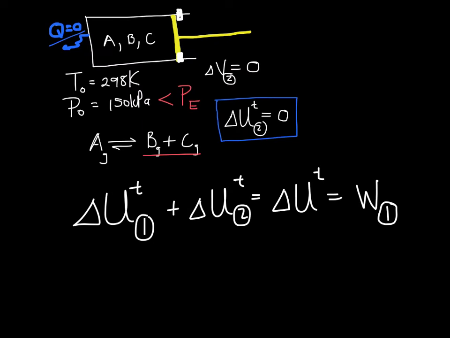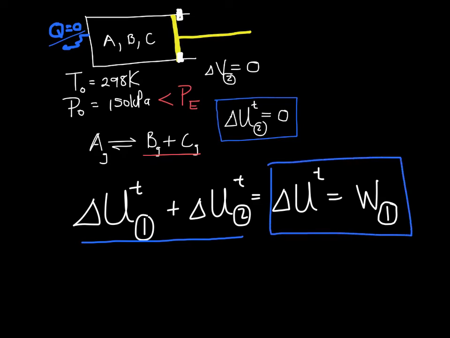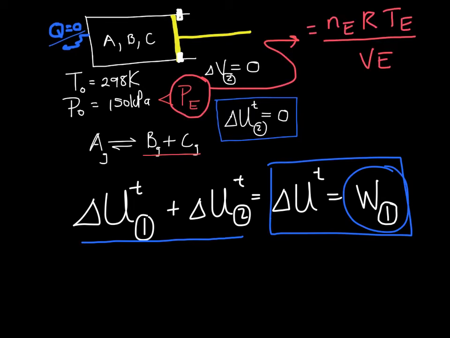By combining the two terms for the change in internal energy, we can prove that the overall change in internal energy for that process is equal to the work delivered in step 1. Since we have a mixture of ideal gases, we can express the pressure at the end in terms of number of moles, temperature, and volume.